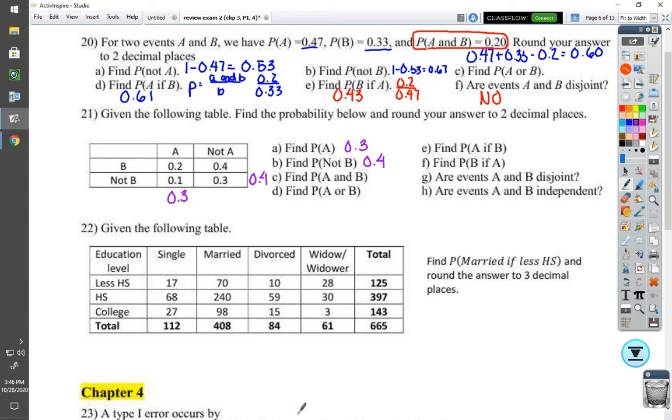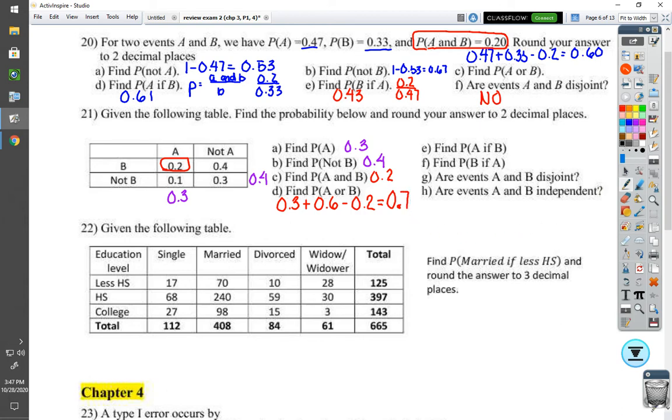Find the probability of A and B. A and B happens only right here, 0.2. Find the probability of A or B. Okay, well, now I have to do a little bit more work here. So remember, I need the probability of A, 0.3. I need to add the probability of B, which is 0.6. And I have to take away the probability of A and B. 0.3 plus 0.6 is 0.9, and 0.9 minus 0.2 is 0.7.